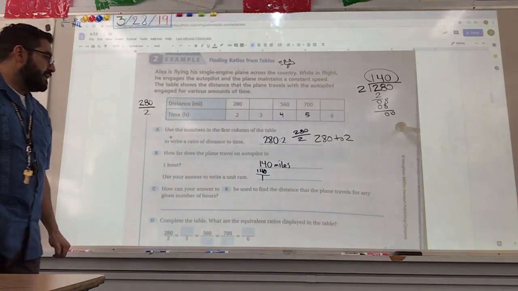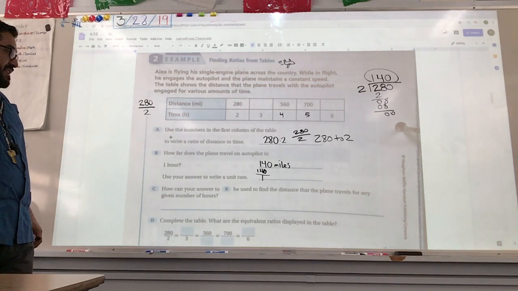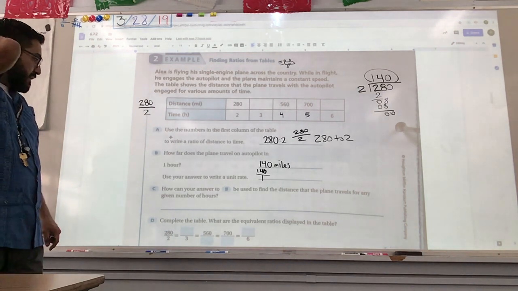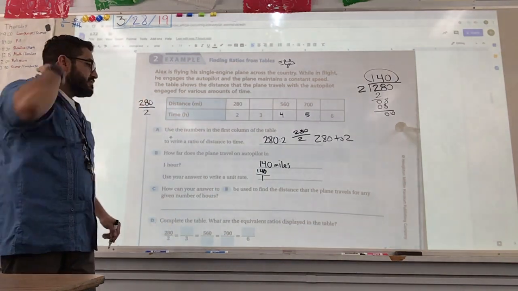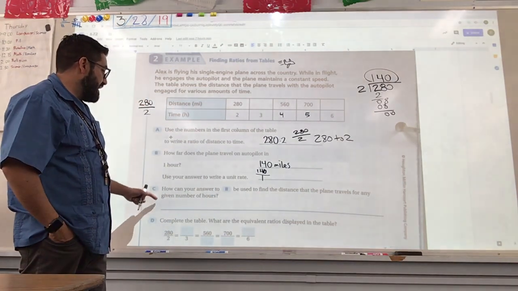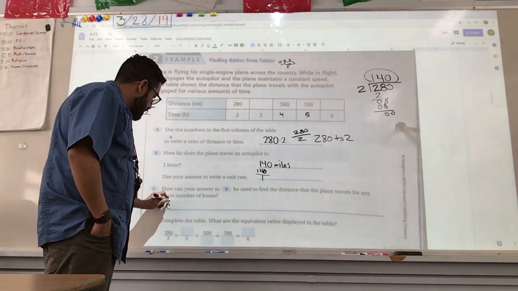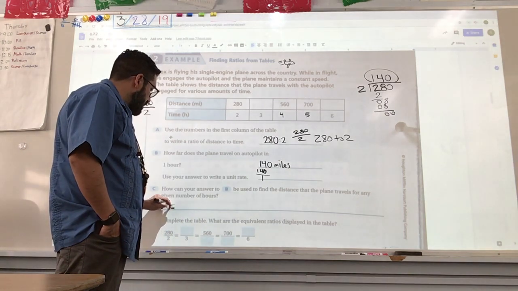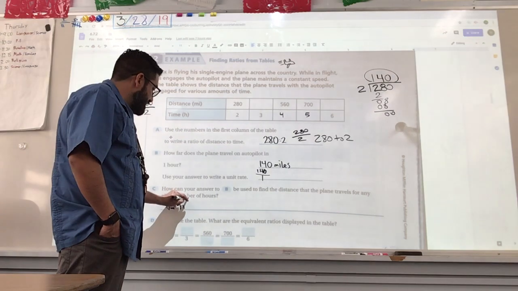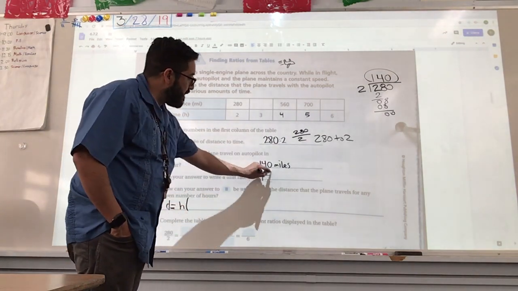How can you use the answer to B, that's this one right here, 140 over 1, to be used to find the distance that the plane travels for any given number of hours? Okay, so the distance equals the number of hours times what? Well, that's where the unit rate comes in.